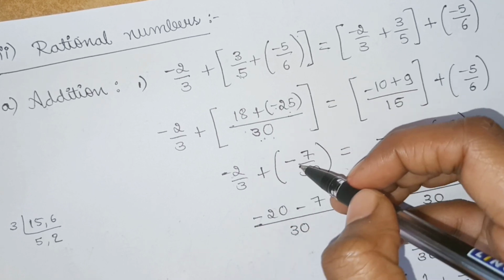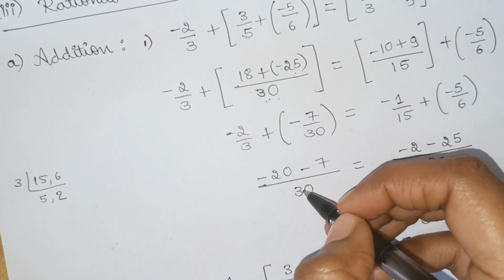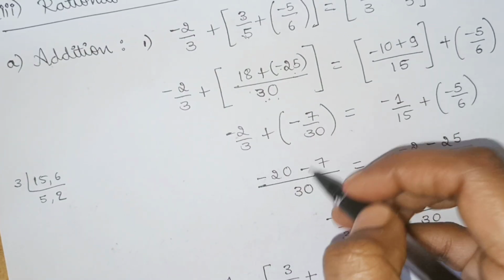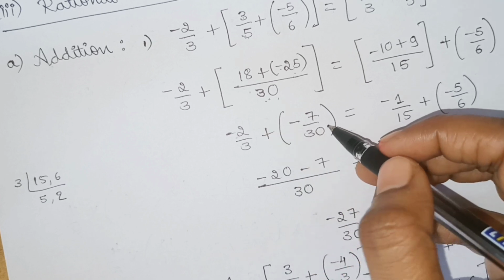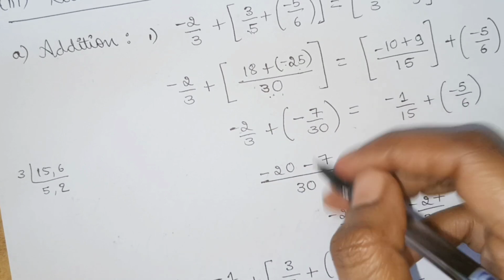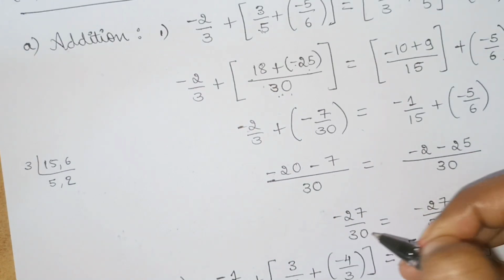Minus 2 by 3 plus of minus 7 by 30. Let's solve this. LCM of 3 and 30 is 30. 3 10s are 10 2s are minus 20. Plus into minus is minus 30. 1s are 1 7s are 7. So minus 20 minus 7 is minus 27 by 30.